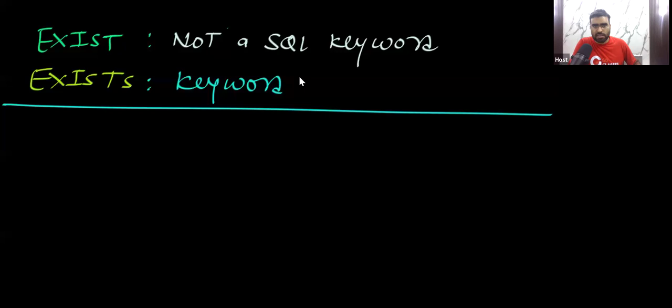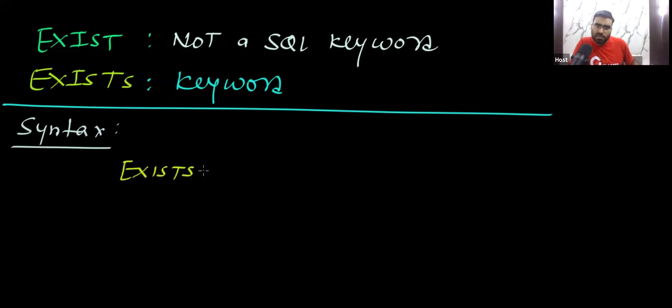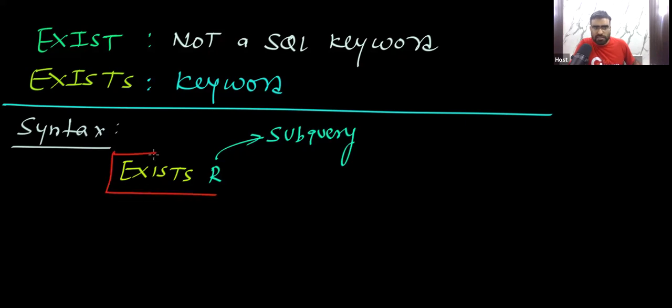Okay, this is the first thing. Second thing, what is the syntax? On the left, you don't have anything. The syntax is very simple: exists, and there is a subquery R. This R must be a subquery. There is nothing on the left. That's it. So this is the syntax: exists R, where R is a subquery. Remember, R must be a subquery.